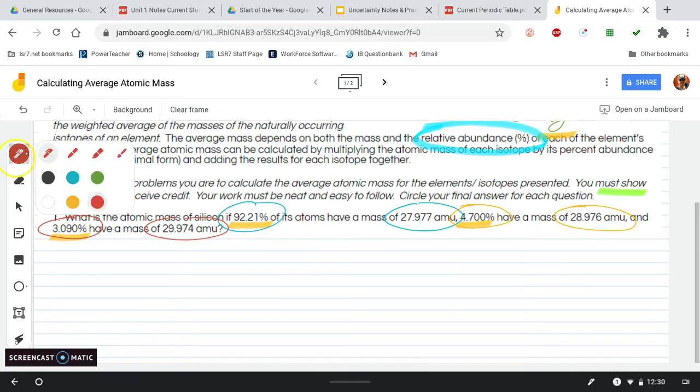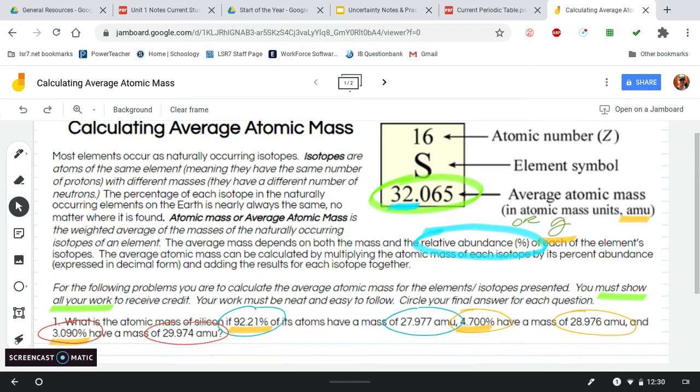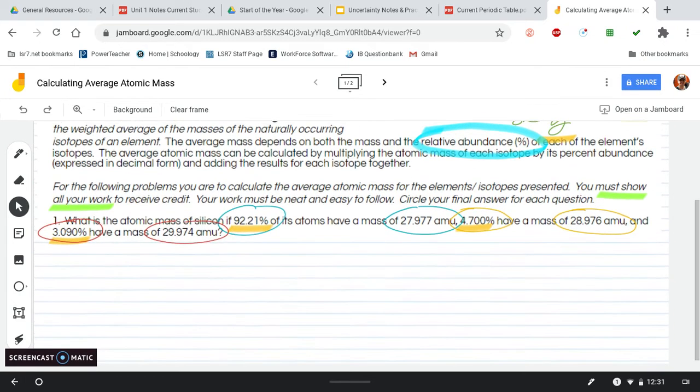The way you work a problem like this is you're going to multiply the percentage times the mass and then add all those values up, and that's going to give you the average atomic mass, or that 32 number right there. Okay. So that's what you're going to end up creating. So let's do the math.